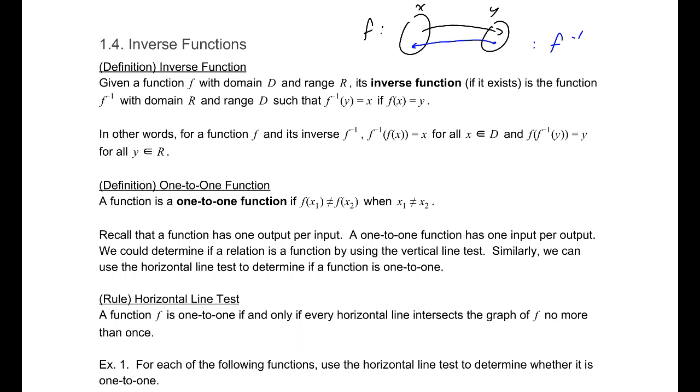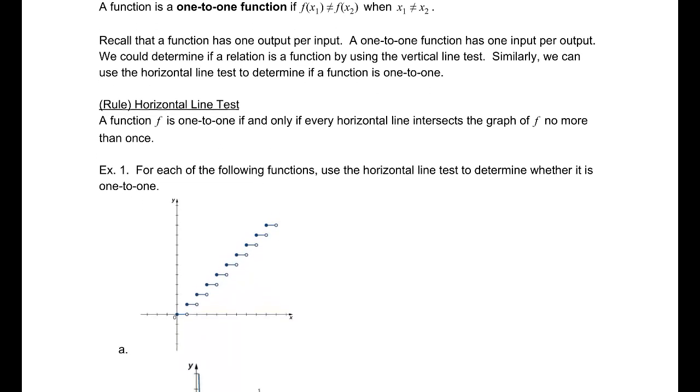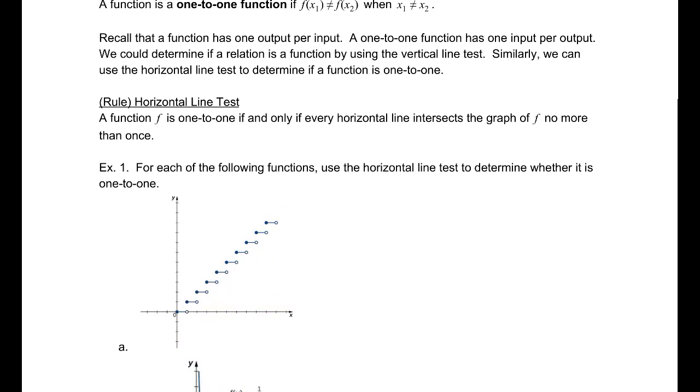Recall the definition of a function dictates that it has one output per input. That is, every input has exactly one output. A one-to-one function has one input per output. That is, rather than saying every x has one y, we say every y has one x. And we can determine if a relation is a function using the vertical line test. So here we can use the horizontal line test to determine if a function is one-to-one. The horizontal line test says that a function is one-to-one if and only if every horizontal line intersects the graph of f no more than once.